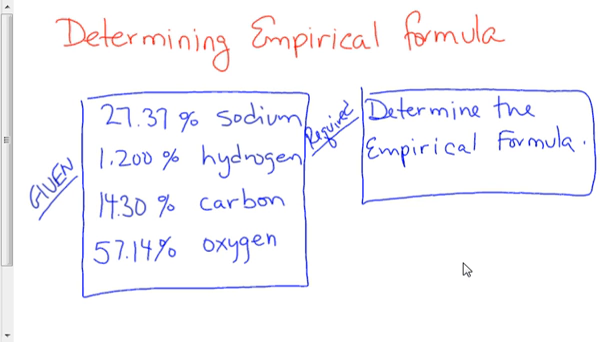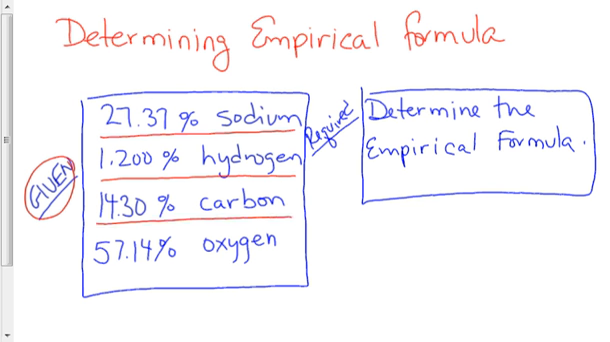Here's my given information. What am I given? I'm given the percent composition by mass. So I have some sodium, some hydrogen, some carbon, and some oxygen. And what am I required to do? What am I trying to do? I'm trying to determine the empirical formula. How do I go about this? Well, if I knew how many moles I had, I could probably find the empirical formula.